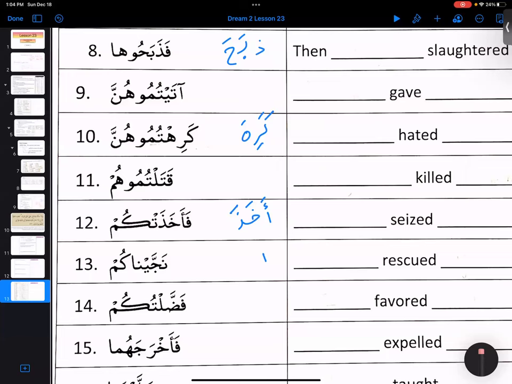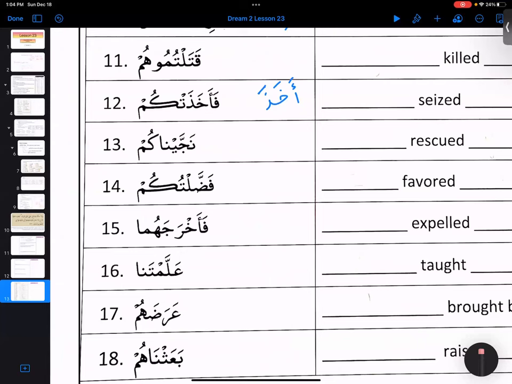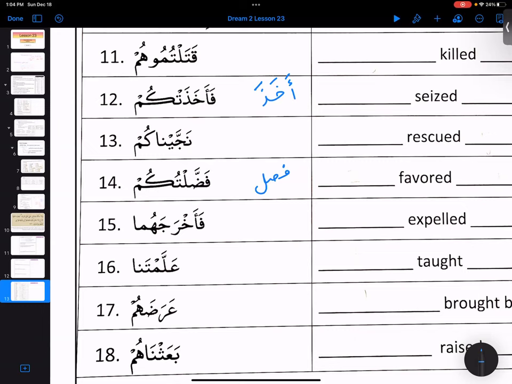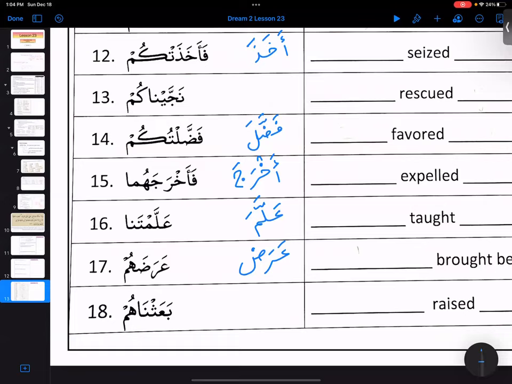Okay, so I'm giving you easy ones. You can say faddala. It's like allama. Faddala. Akhraja. It is like aslama, I think, if we did that. Akhraja. Then allama. And then arada. Arada means to want something. Allama means taught, right? So you should know the meanings as well. Ba'atha. Ba'atha means to resurrect.